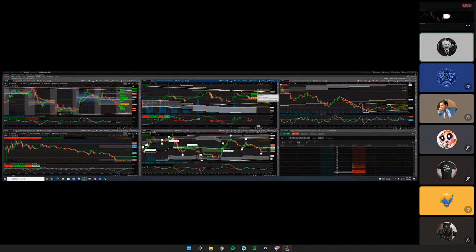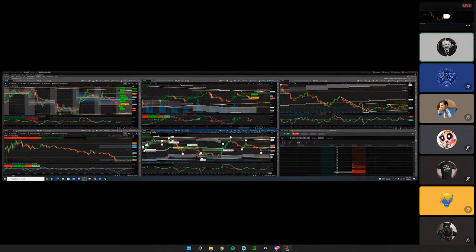So 107 will be a hard rejection. 102, there's a high chance that we go to 98.41 tomorrow. If we go to 98.41, yeah, I will be a buyer here at this level. The cloud is closed.